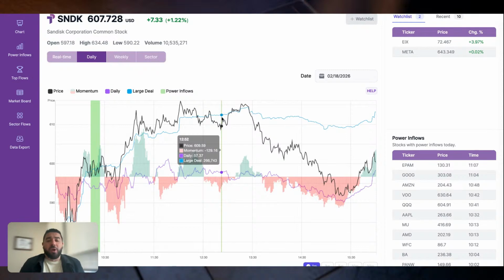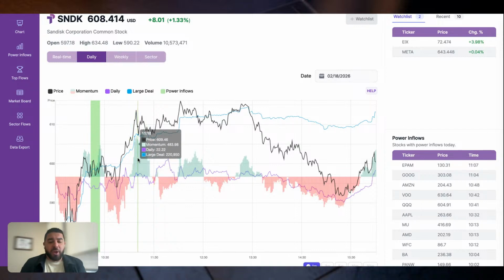Going with that black line, you can see this light blue line pretty much running with it. We call this our large deal flow data. The large deal flow data is essentially capturing all the big money that's been coming in for SanDisk on the day. These are typically orders of $100,000 or more in value, usually from mutual funds, hedge funds, and institutions like that. So again, all the big money coming in for SanDisk.